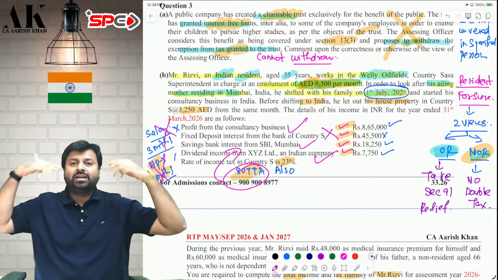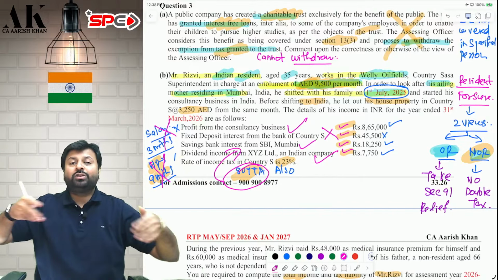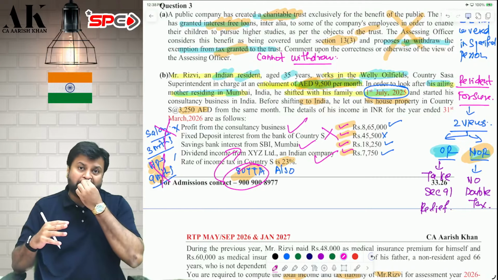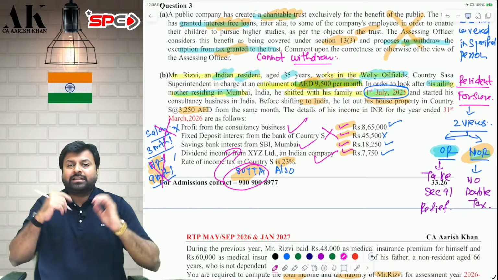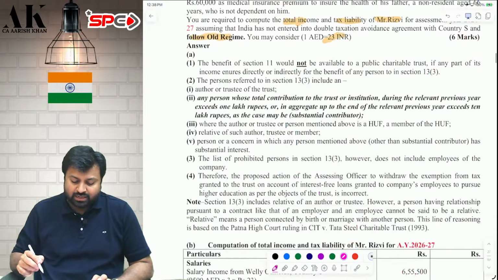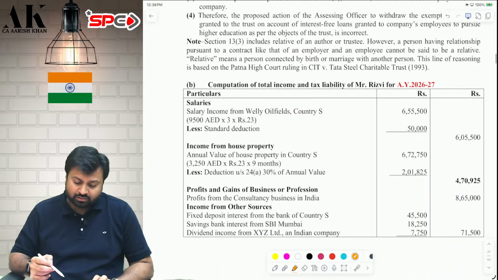No double taxation, no double taxation relief, no need to find out the average rate in India, nothing to do, because there is no double taxation. Now, only Indian incomes are taxable. Double taxation cannot happen. Therefore, it is very easy to make this assumption. Therefore, the answer to this question is very long.